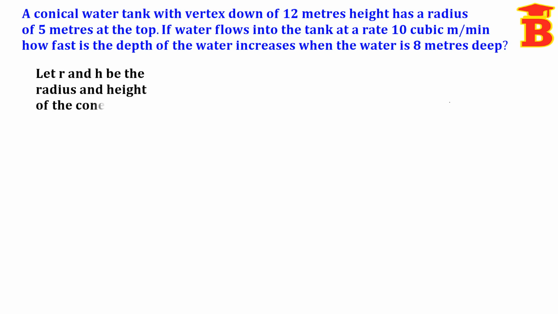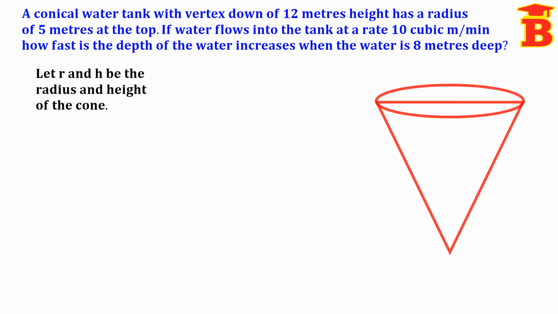So given is a conical water tank. Let us draw a rough diagram. So this is a cone shape. Given it is 12 meters height. So the height of the cone is 12 and radius is 5 meters. So the radius is 5.